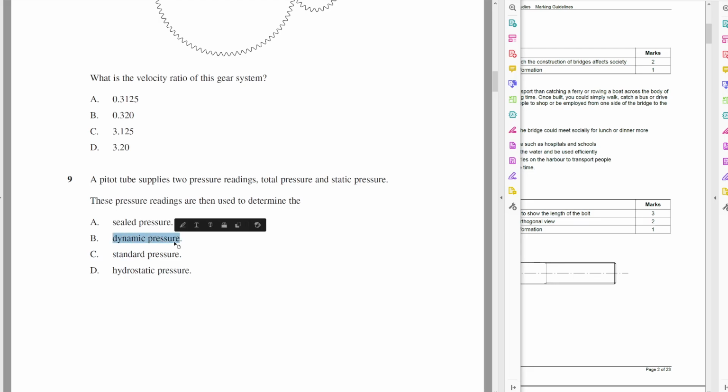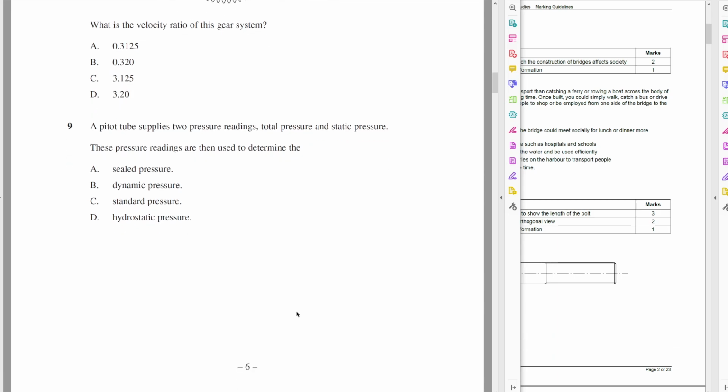Okay, dynamic pressure. So the sealed pressure is the pressure that is in our altimeter. The static pressure is the pressure that we're comparing for when we're talking about the airspeed indicator. Hydrostatic pressure is when we're talking about things like dams and walls. I got something wrong where I was talking about hydrostatic versus sealed pressure earlier this week. But remember, sealed pressure is when we're talking about things like Pascal's principle and sealed containers.